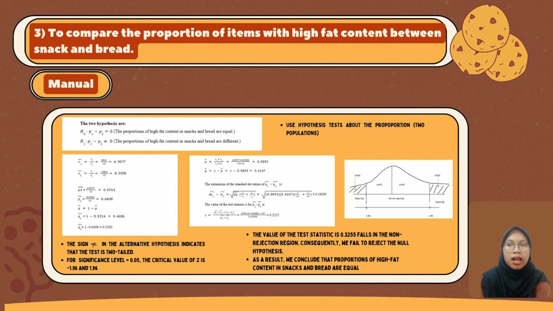The not-equal sign in the alternative indicates that the test is two-tailed. For the significance level 0.05, we got the critical values of Z as negative 1.96 and 1.96. Then we calculate the pooled sample proportion by the formula given. Then we estimate the standard deviation by using the formula, and we got 0.19295. Then we calculate the value of the test statistic, and we get 0.3255. The value of the test statistic falls in the non-rejection region. Then we fail to reject the null hypothesis. As a result, we conclude that the proportions of high fat content in snack and bread are equal.